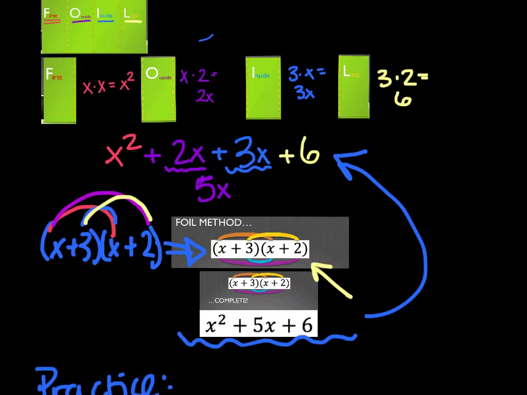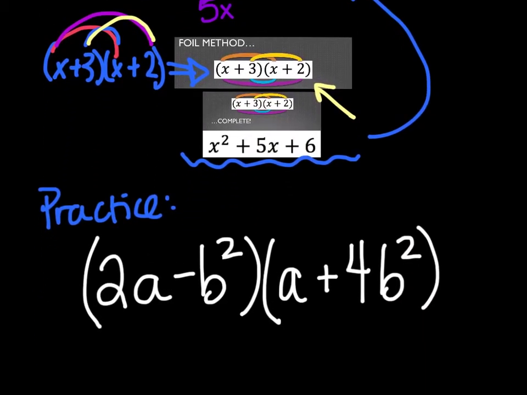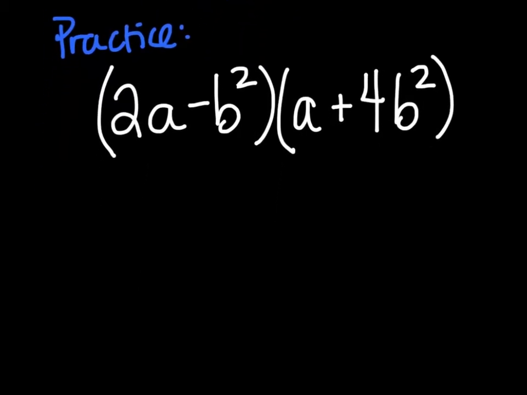Let's do one problem to practice this. This one gets a little tricky. We're going to use the FOIL method to simplify this into its binomial form: 2a minus b squared times a plus 4b squared. Big problem. Our first step is to multiply our first terms.